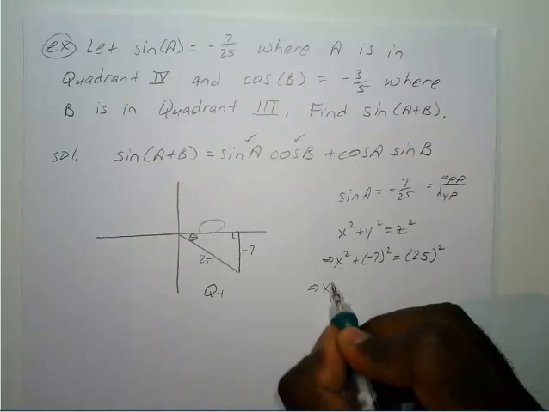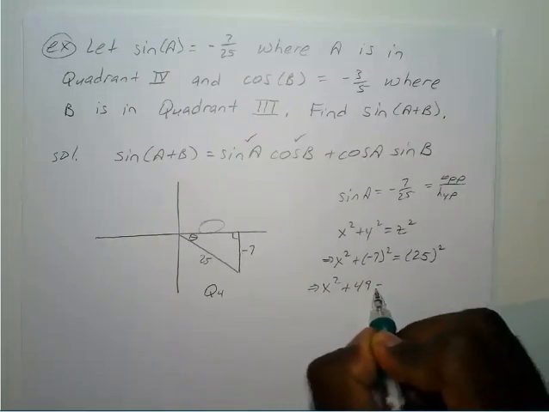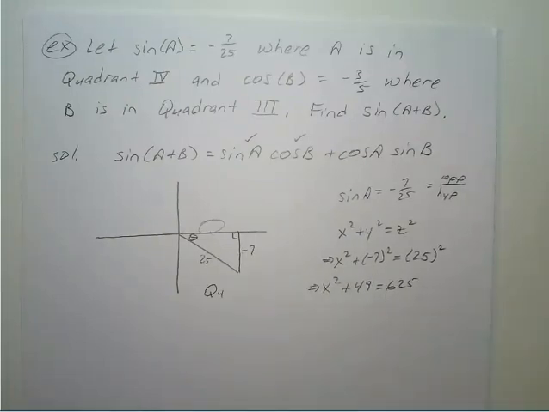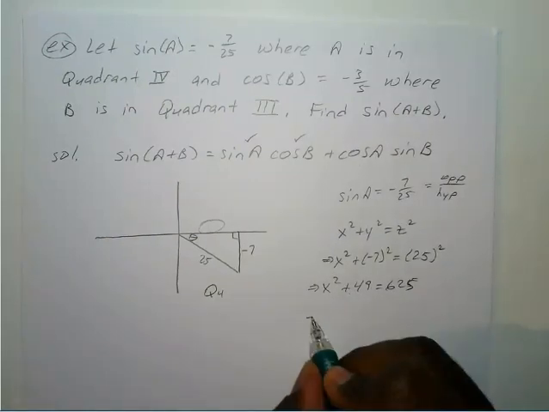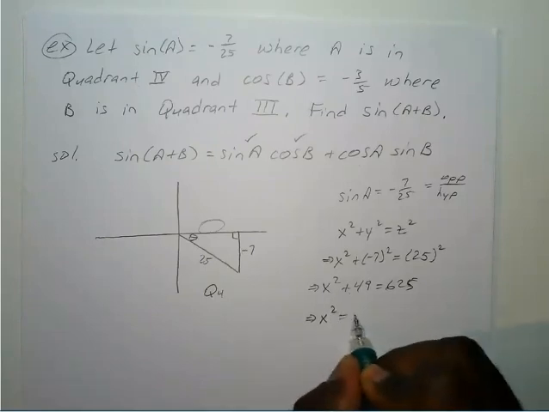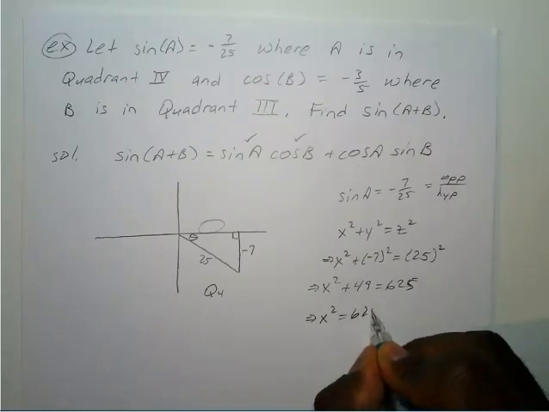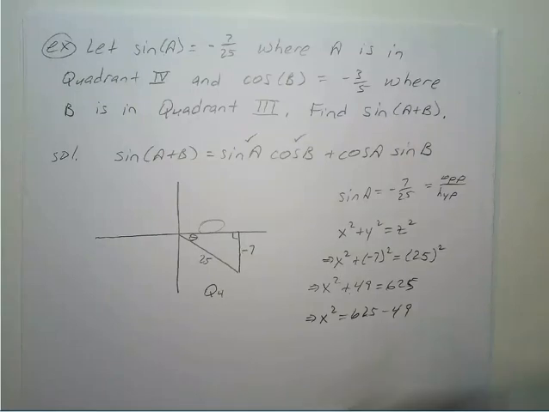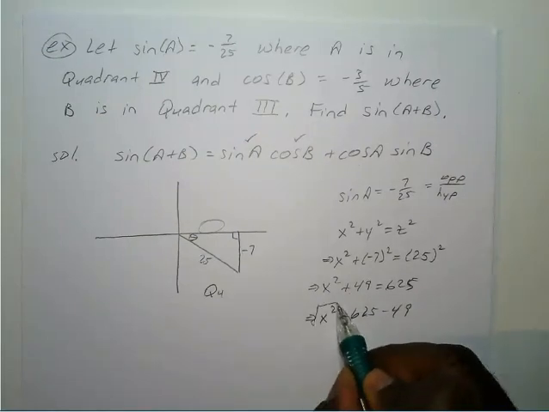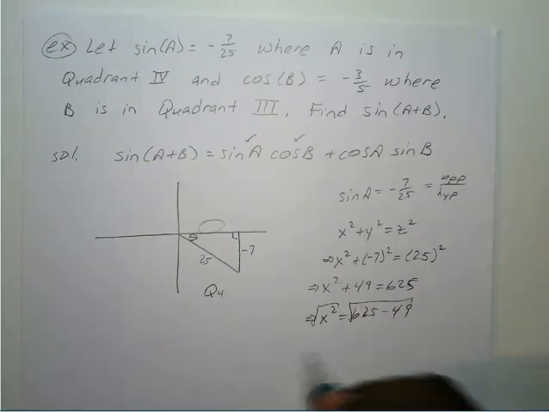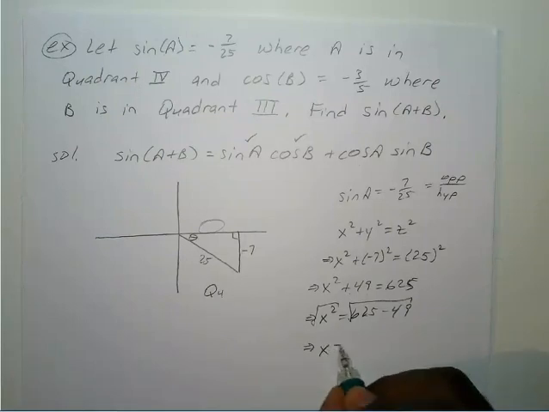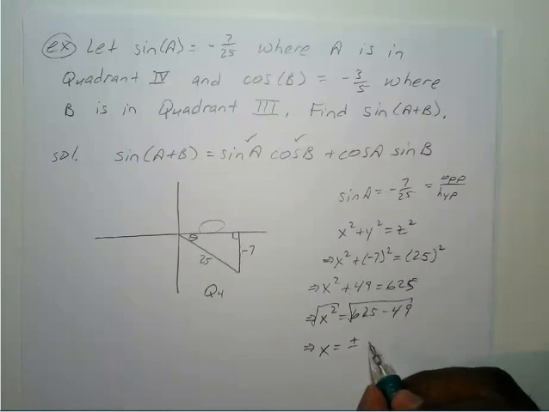Okay, so that's x squared plus 49 is equal to 625. We subtract 49 from both sides. We have x squared equals 625 minus 49. Okay, so actually if we just go ahead and square root both sides, we know that x is equal to positive or negative the square root of 625 minus 49, and that gives us 24.